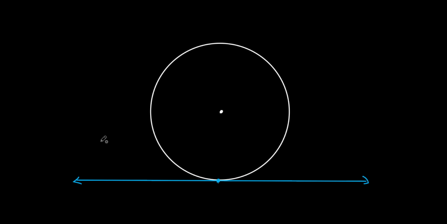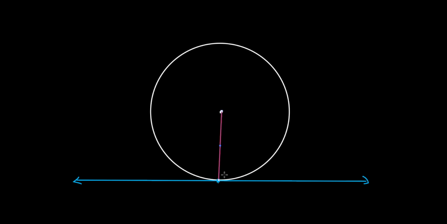So all those are important. I could draw a radius. Where would I have to start if I'm going to draw a radius? From the center of the circle, okay? Now look, there's a radius. Is that radius perpendicular to that tangent line? No, why not? Because that radius is not drawn to the point of tangency.